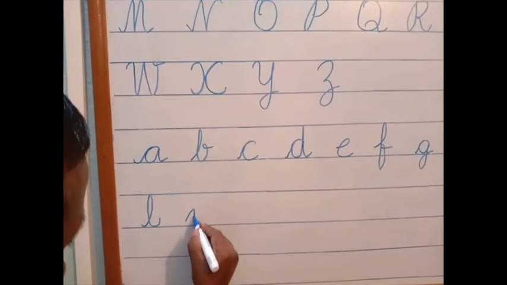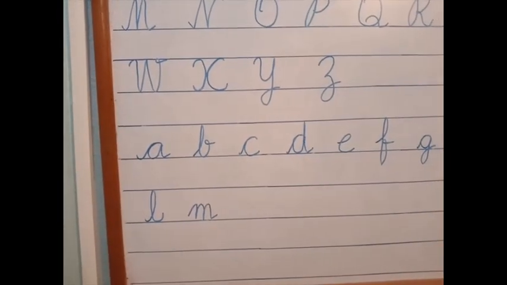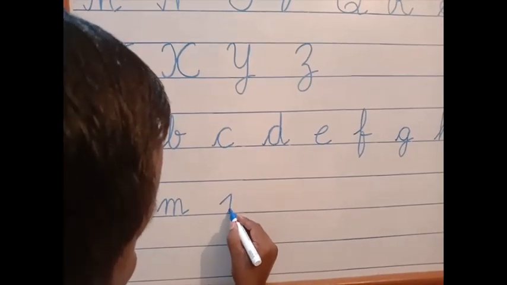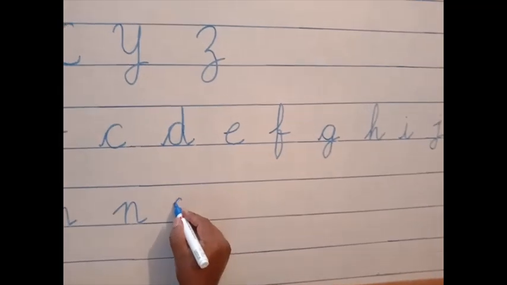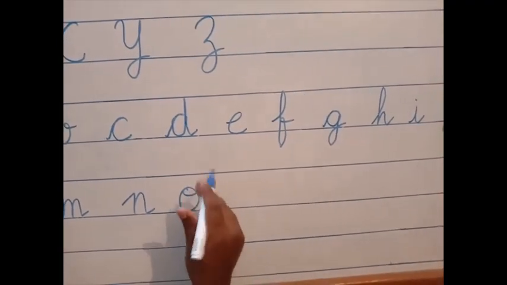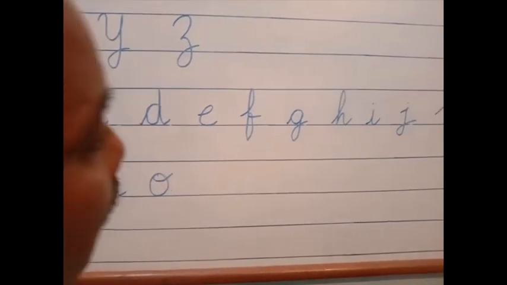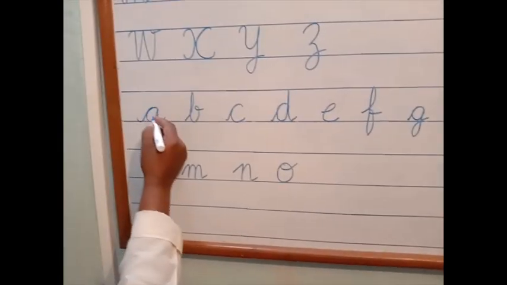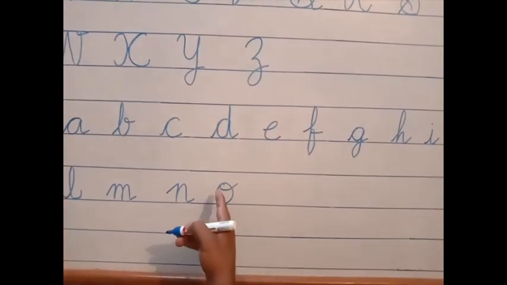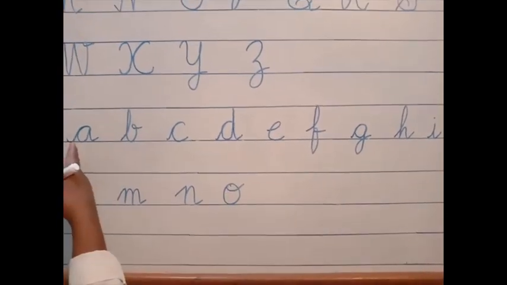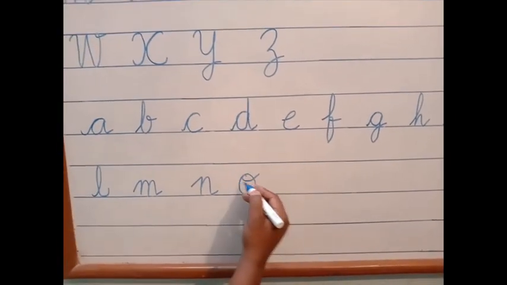M. N. O. Athwart, upwards. And while writing A, then it is downwards. And while writing O, it is upwards. Difference between A and O, see here. Downwards, upwards.